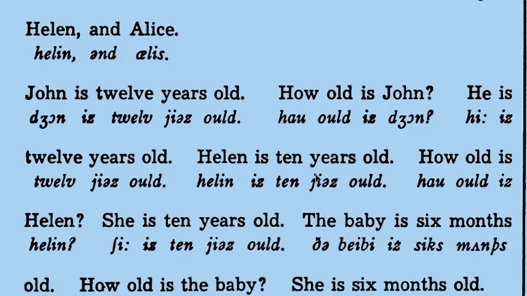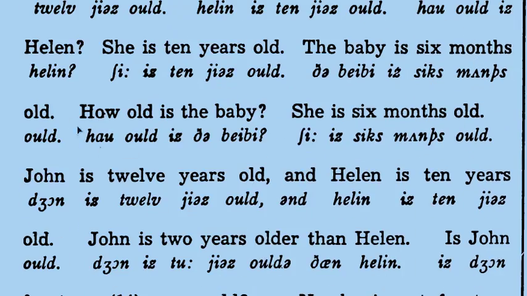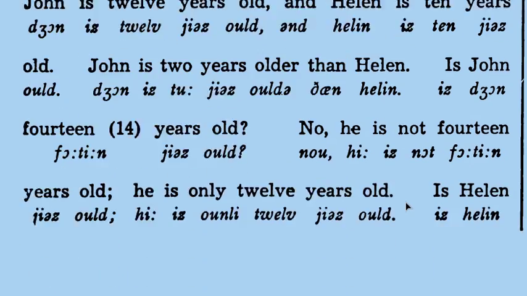Helen is 10 years old. How old is Helen? She is 10 years old. The baby is 6 months old. How old is the baby? She is 6 months old. John is 12 years old and Helen is 10 years old. John is 2 years older than Helen.